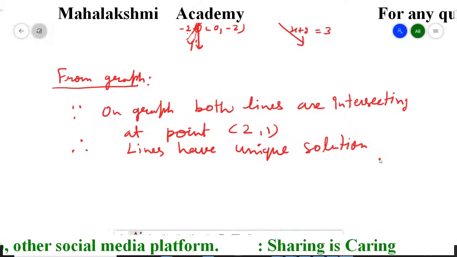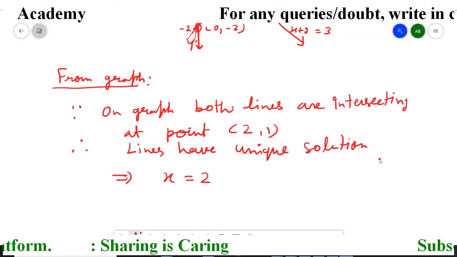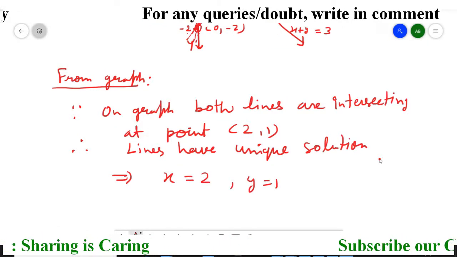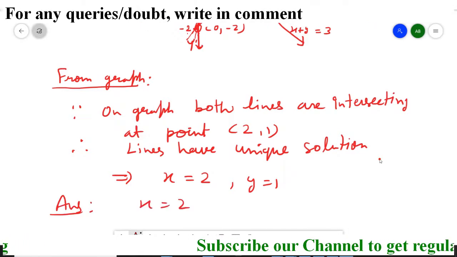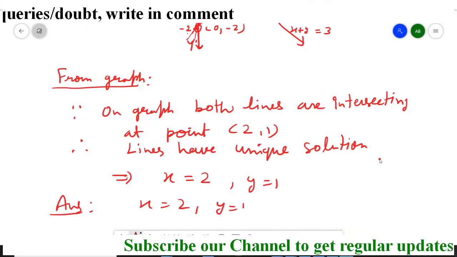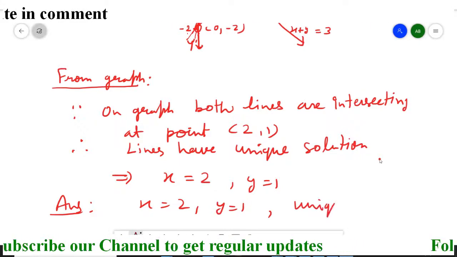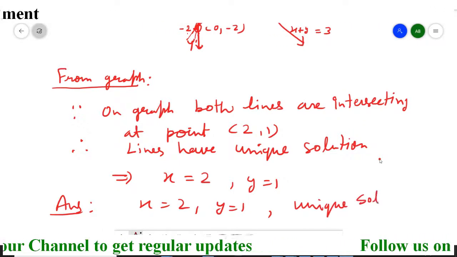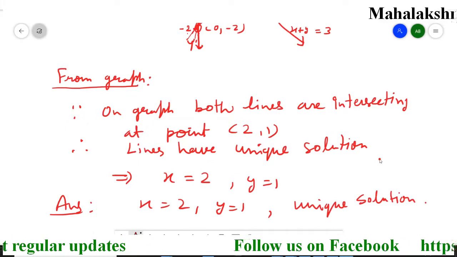Now the solution we are going to write down, which implies x is equal to 2 and y is equal to 1 is the solution. So in the answer we'll write down x is equal to 2 and y is equal to 1. And what is the nature of the solution? Unique solution. So students, like this you just try the remaining parts.